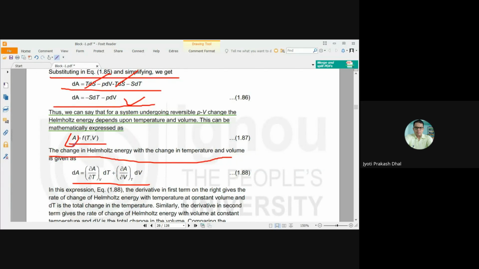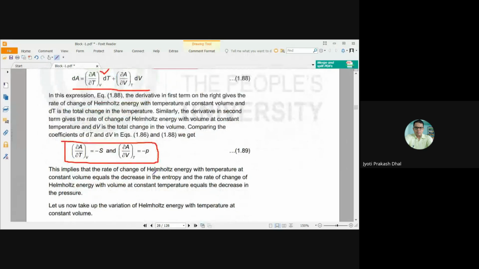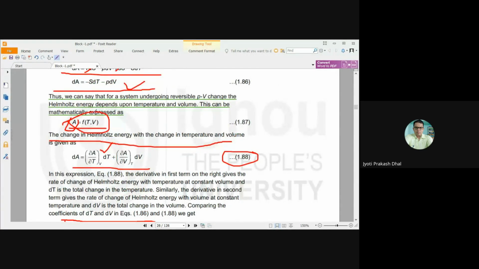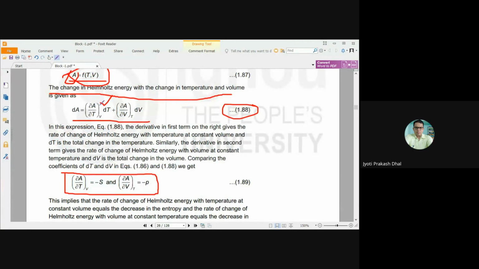So if we take the differential form, dA equals del A by del T at constant volume dT plus del A by del V at constant temperature dV. And again, if we compare this equation to this one, dA equals minus SdT minus PdV, we can find out this term is nothing but minus S, and this term is nothing but minus P.